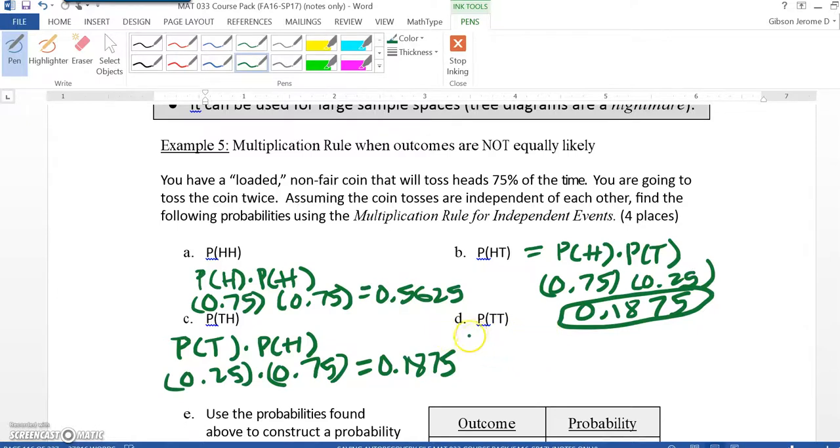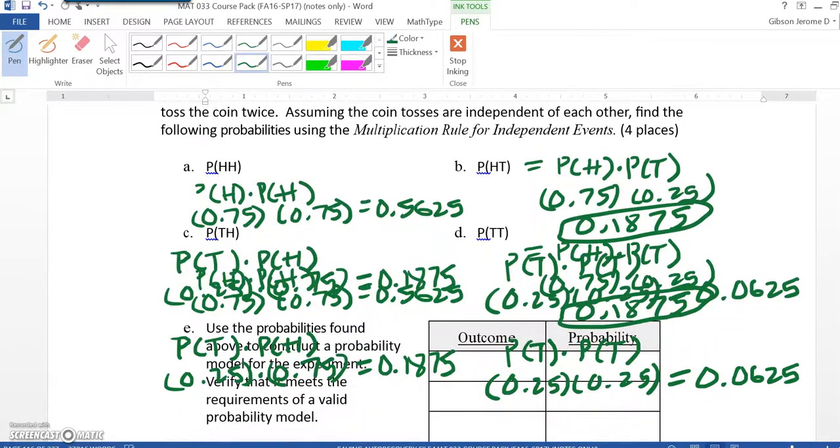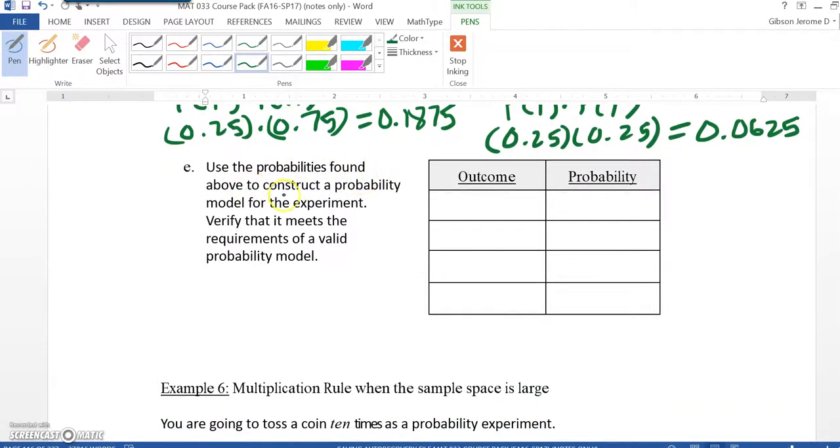Now we have the probability of 2 tails. So we have the probability of tails times the probability of tails. Tails has 0.25 probability, times 0.25, and this gives us 0.0625. Now remember, I have to stress that these are loaded coins, so you have to be aware of that. Okay, now we come here to E. It says use the probabilities found above to construct a probability model for the experiment. Verify that it meets the requirements of a valid probability model.